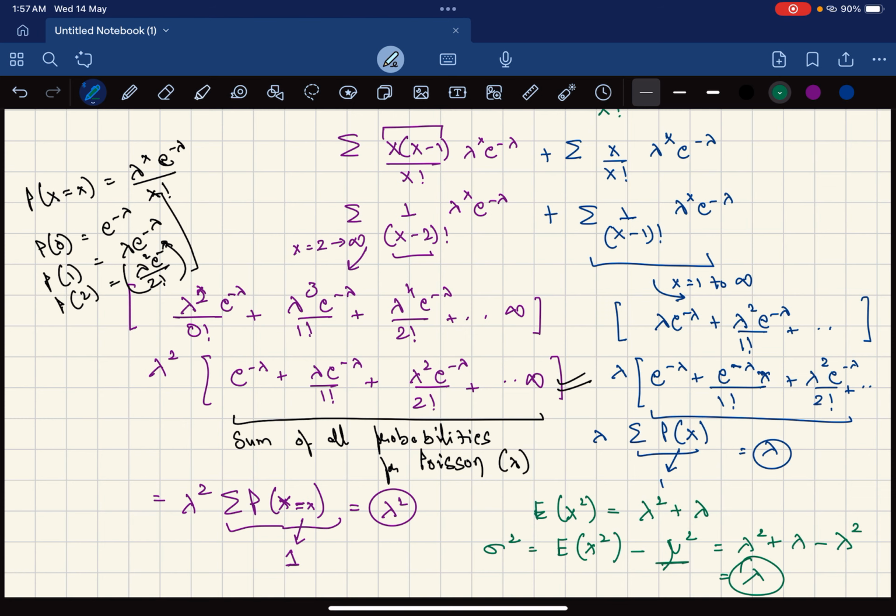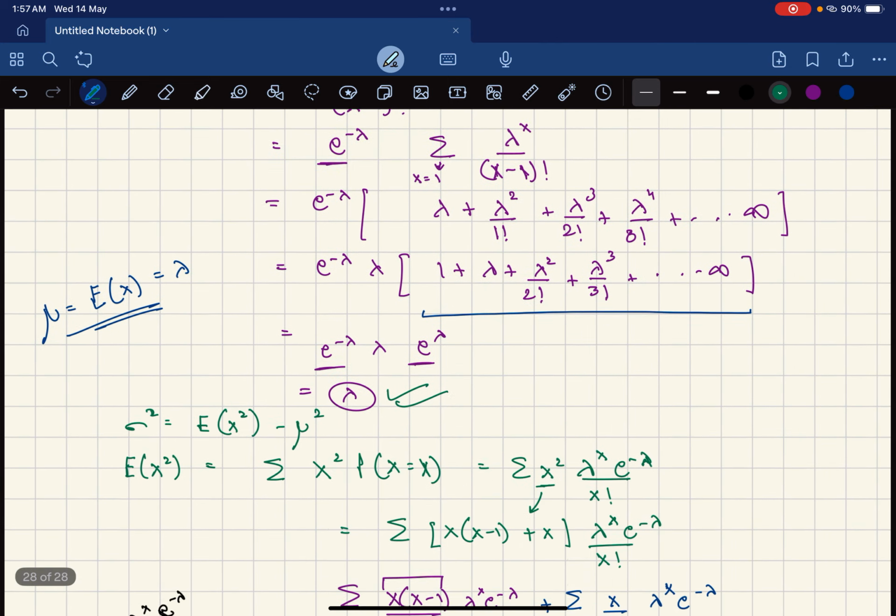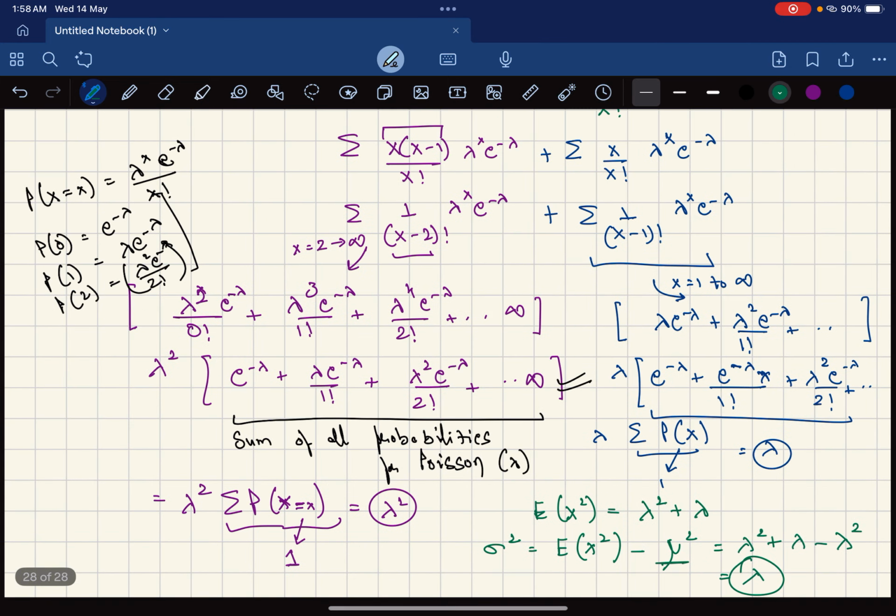So this is it from this particular session. I know there was a little more maths involved. Now that we have reached the end of this session, I promise we'll have something of maybe less maths in the next one.